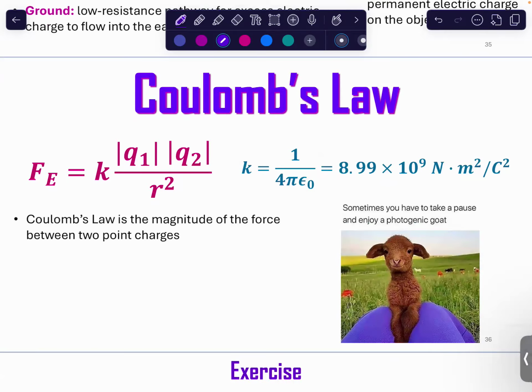Coulomb's law. Our first physical law. The electric force between two charges is going to be k Q1 Q2 over R squared. What do you think R is in this case? Radius? Nope. It is the distance separating the charges.